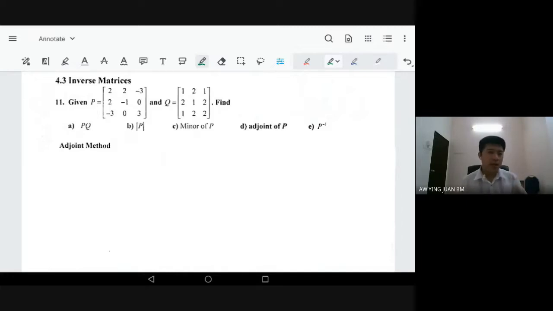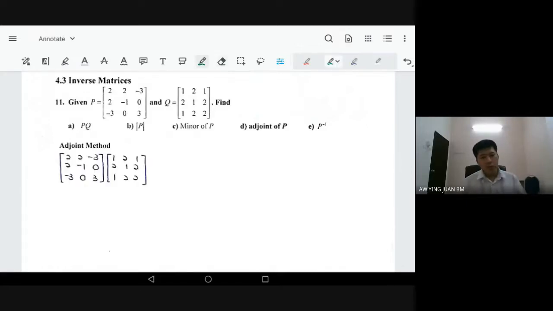So kindly take note. Given the matrix P and the matrix Q, we have A, which is P multiplied with Q, followed by the determinant of P. Next, we have the minor of P, followed by the adjoint of P. Next, we have the P inverse. So let's begin with A, which is P multiplied with Q.